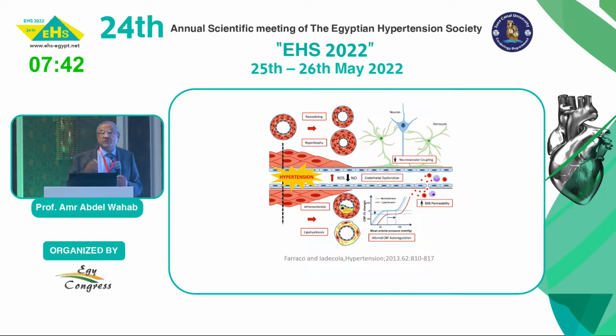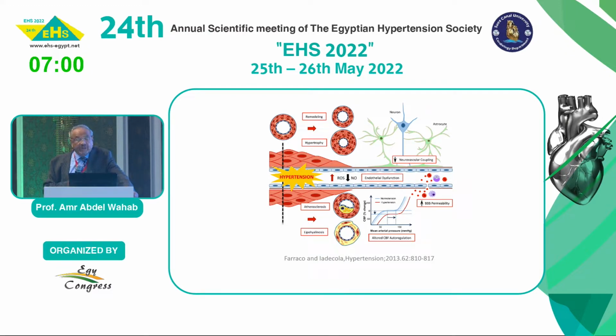What does hypertension do for cerebral circulation? As you all know, there will be remodeling and hypertrophy. The remodeling and hypertrophy will lead to increased media to lumen ratio and impede further cerebral perfusion. Moreover, atherosclerosis is increased in the presence of hypertension. This is also the same mechanism for diabetes. So atherosclerosis is augmented when the patient has both diabetes and hypertension.